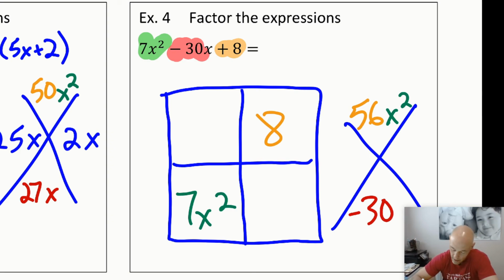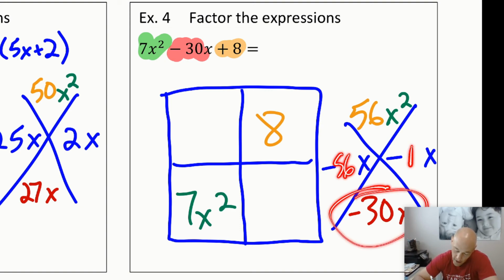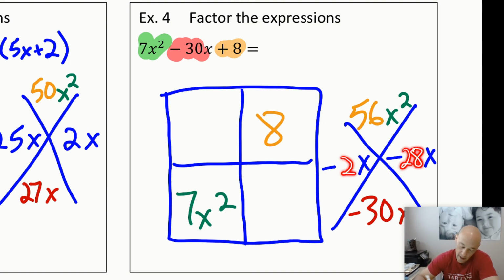Whoops, not 330x. Now what I need to notice is that this is positive, which means these can be both positive or both negative. This is positive and this is negative, which means these have to both be negative. Negative something x and negative something x. All right, so 56 and 1 wouldn't work for down here. 2 and 28. Oh yeah, that works. So it's a negative 2x and a negative 28x that I can bring over.